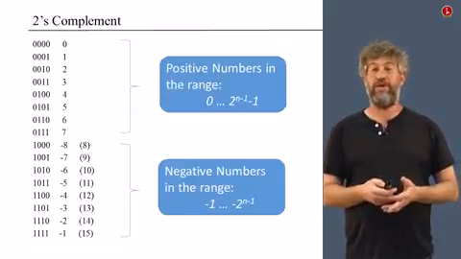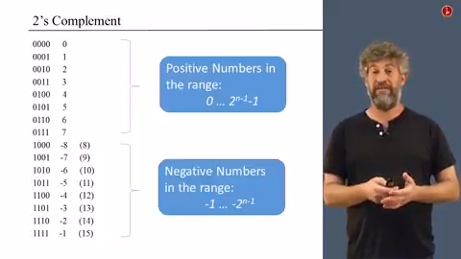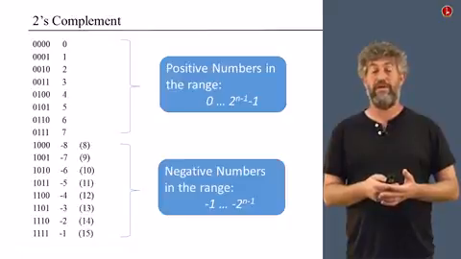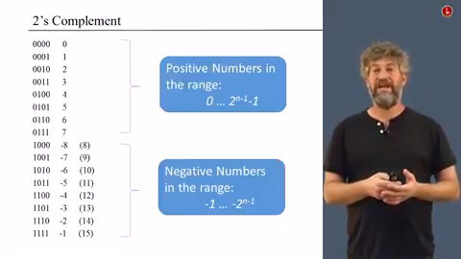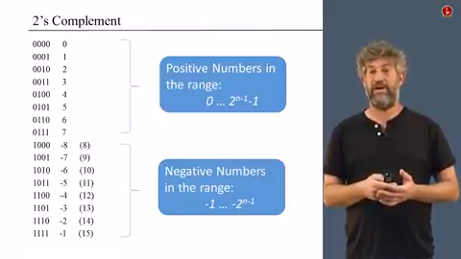So let's look what we get in this representation. First of all, the positive numbers that we have are half of what we previously had. Basically, we're missing a bit, so we can represent not the numbers up to 2^n - 1, but rather up to 2^(n-1) - 1. The negative numbers, in this system, we get one more of them. So we get all the negative numbers between negative 1 and negative 2^(n-1).